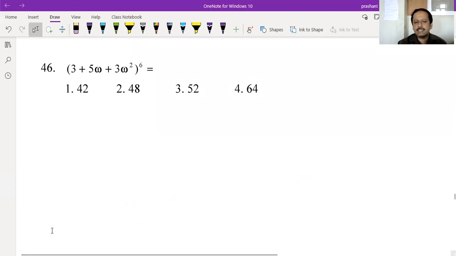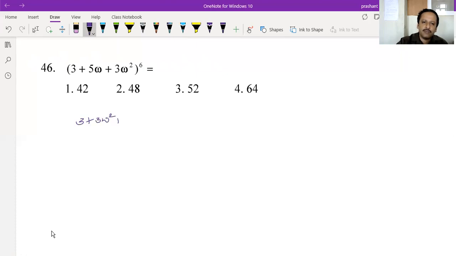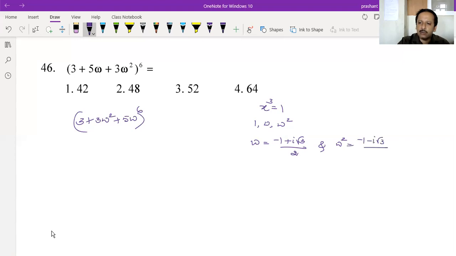So here we have the 46th question, that is (3 plus 5 omega, I will write 3 omega square first, plus 5 omega) whole power 6. Okay. See, 1, omega and omega square are called the cube roots of unity. Cube roots of unity means the roots of this equation, x cube equal to 1, are called cube roots of unity. They are 1, omega and omega square, where the value of omega is minus 1 plus i root 3 by 2 and omega square is minus 1 minus i root 3 by 2.